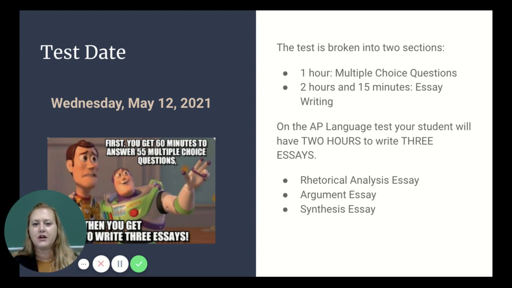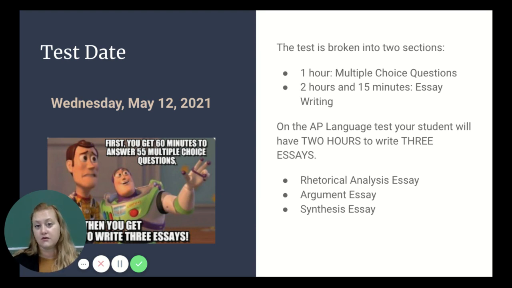So what does that mean for you? The test is broken into 2 sections. The AP language test is the longest of all the tests. It's not the hardest of all the tests. It is the most popular of all the tests. A few million kids take it internationally every year. And it is meant to assess a student's skills. So this is not a content-based test. This isn't memorization. This isn't anything to do with flashcards or formulas or knowing terms. This is a skills-based test.